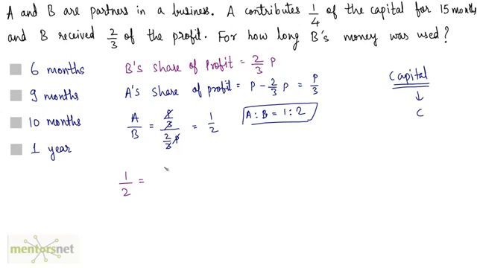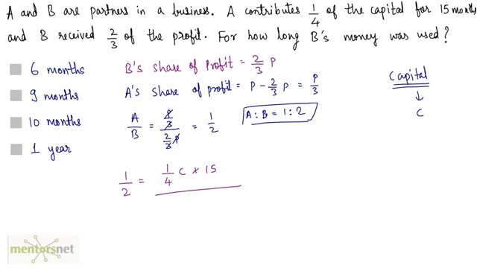So 1/2 is equal to the investment done by A. Well, the investment done by A is 1/4 of the capital. So 1/4 of the capital C times the time period, which is 15 months here. So times 15. Okay. Divided by what is B's share. Now let us calculate B's share.